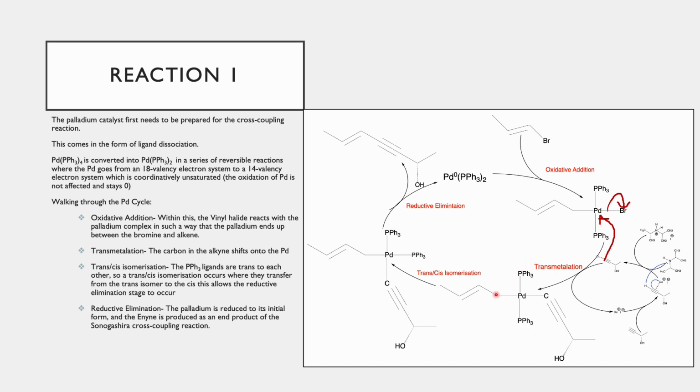And for the next stage of this, or rather the final stage of the cycle, this is going to be a problem. So to overcome this, trans-cis isomerism occurs, where the two phosphine groups become cis to each other, making it easier to remove this group. And this is done in a mechanism as follows.